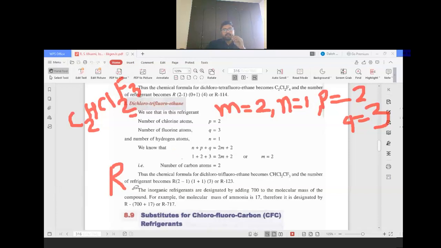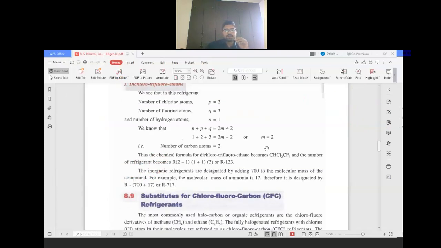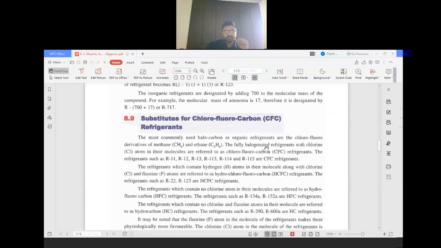So R, m minus 1. So what is m? m is 2. So 2 minus 1, 1. Then after, n plus 1. So n plus 1 will be 1 plus 1 means 2. This will be 2. And last will be q. q is 3. So this refrigerant will be known as our R123. So I hope you have understood this by use of example. Now we will discuss some other method.